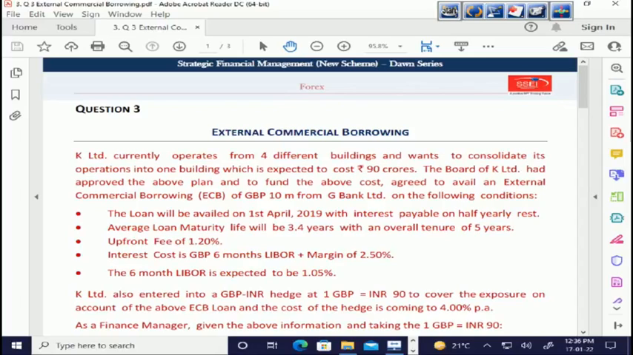So 3.55% is the interest rate per annum, and our fees was 1.2 divided by 3.4, which was 0.3529. We've got two costs up till now. One is the interest cost, which is Libor plus 2.5, 3.55%, and the other is the upfront fee. So why are you converting the upfront fee into per annum? Because interest is per annum. Upfront fee also got to be per annum, correct?